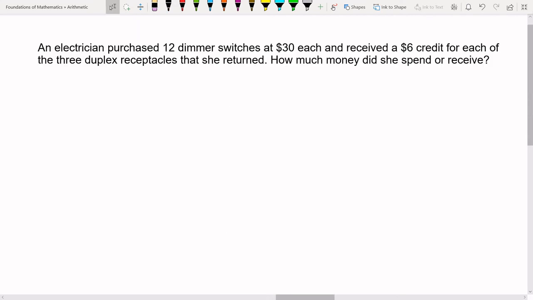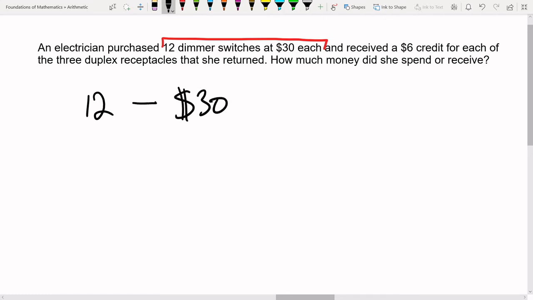An electrician purchased 12 dimmer switches at $30 each and received a $6 credit for each of 3 duplex receptacles that she returned. And how much did she spend or receive? So let's look at this thing and kind of break it down to what she spent and what she received. So she purchased 12 dimmer switches at $30 each. So we have 12 $30 purchases, right? She spent money on those. So this is spent money.